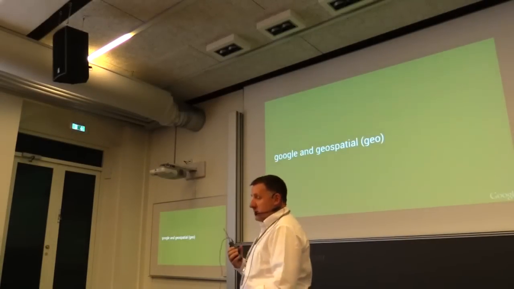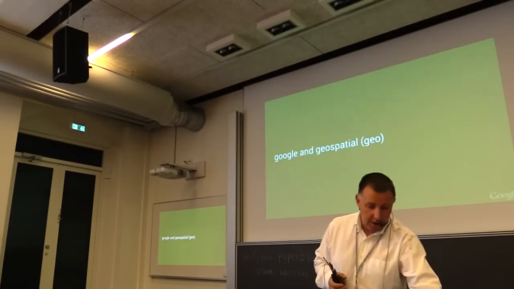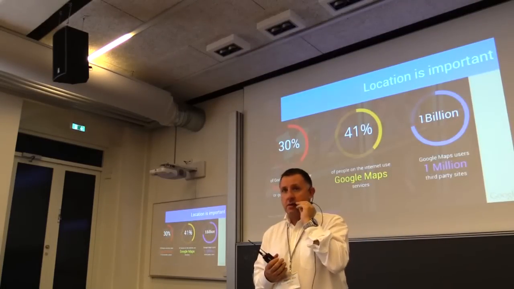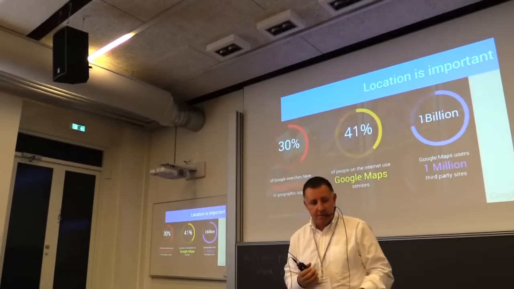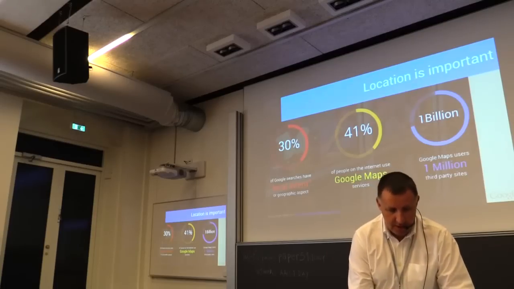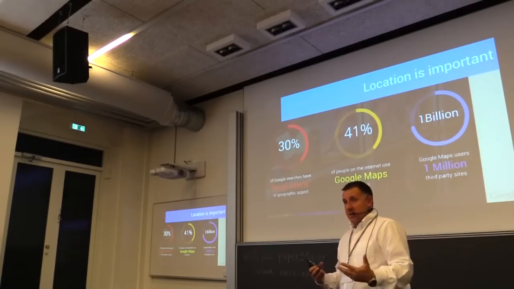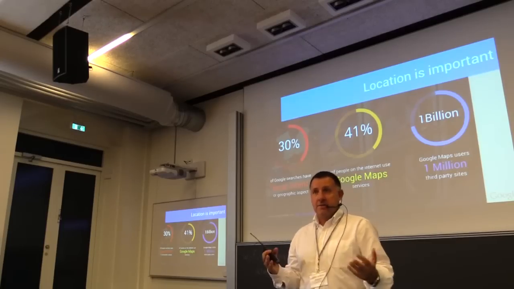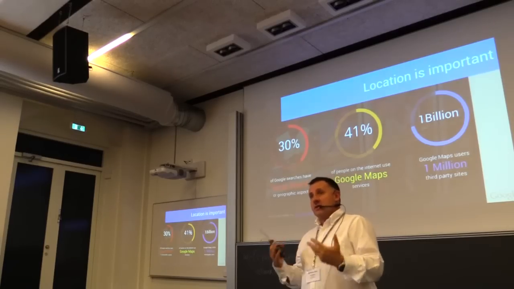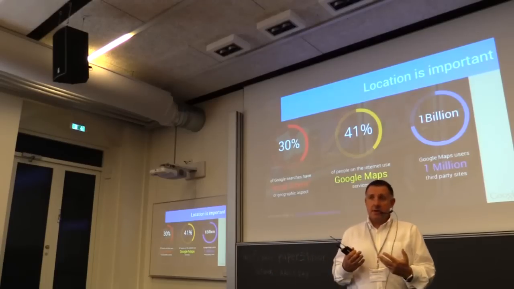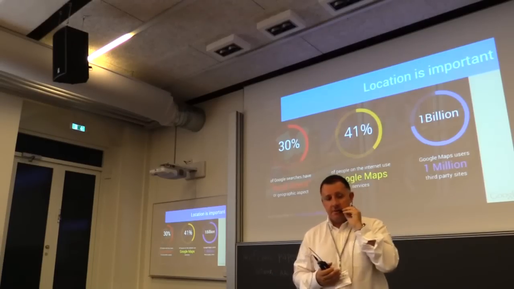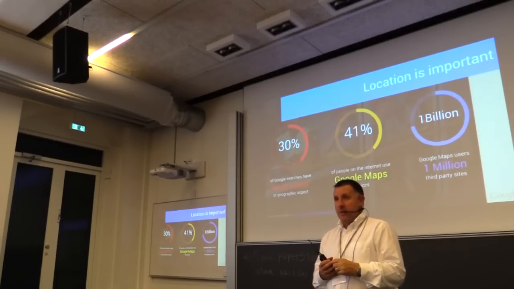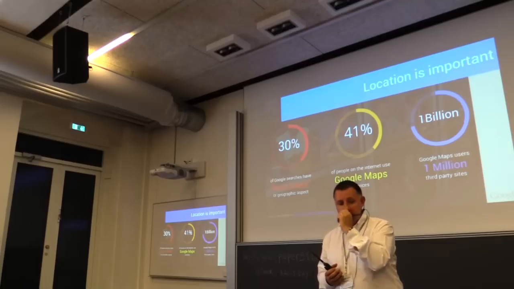So how does Google make use of geospatial data, or geo as we call it? It's incredibly important to us, it's incredibly important to our users. There are three statistics, three numbers that I think are really important. First one, 30% of the searches that happen on Google, so someone goes to google.com or google.dk and searches for something, about 30% of those are actually searching for places, searching for locations. So behind the scenes, you're using geospatial data to solve those queries. 41% of internet users use Google Maps.